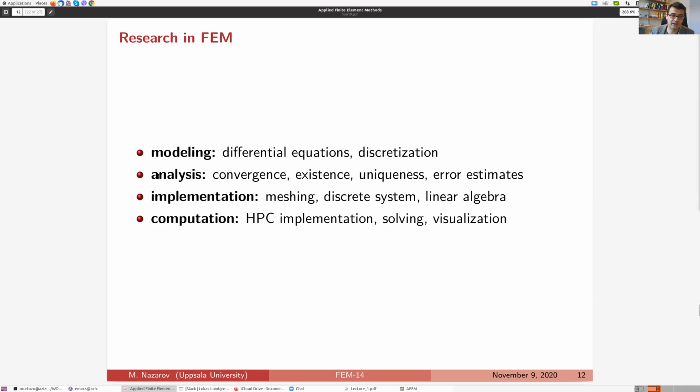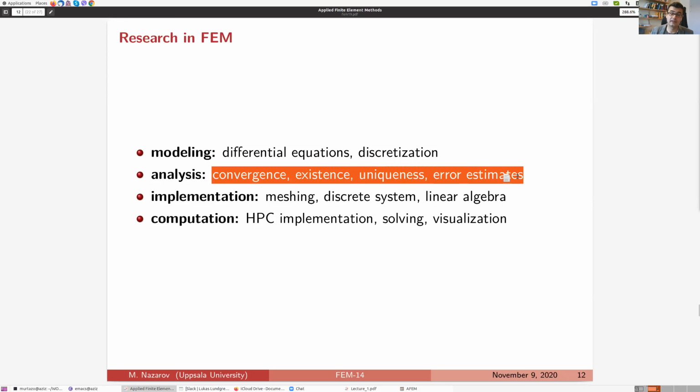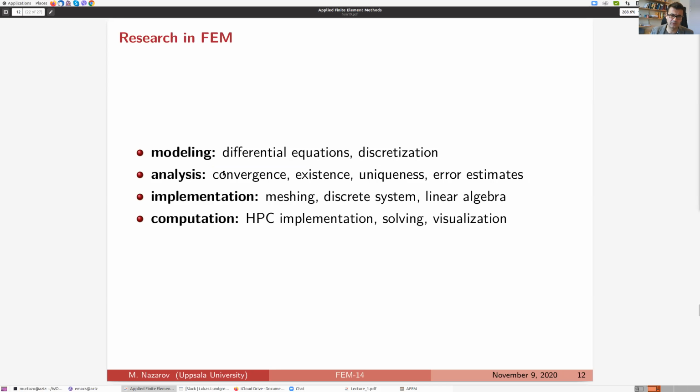So then the analysis part of this research is about convergence, existence, uniqueness, error estimates, etc. So this is quite wide. In this course, we will probably not talk about convergence and existence that much. We will do a lot of error estimates. When you do approximation, a priori, before solving this equation numerically, we want to estimate how big an error we can introduce with finite element approximation.